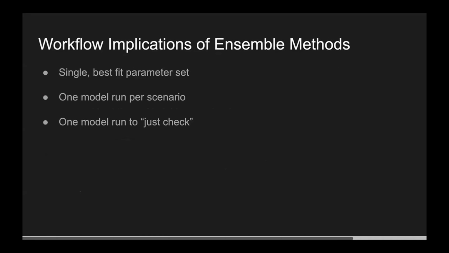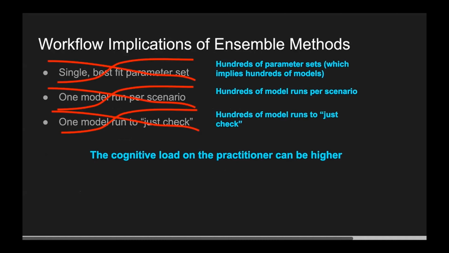So what are the workflow implications of using ensemble methods? Well, in the standard workflow, we seek a single minimum error variance parameter set, and we then use that parameter set to run the model forward for predictive scenarios, and also if we need to just check something, we run the model once. But now in the ensemble world, each of these operations requires hundreds of runs, right? We no longer have a single best fit model. We now have hundreds of models, hundreds of parameter sets, which means running scenarios now requires many more runs, and just checking something new requires many more runs.